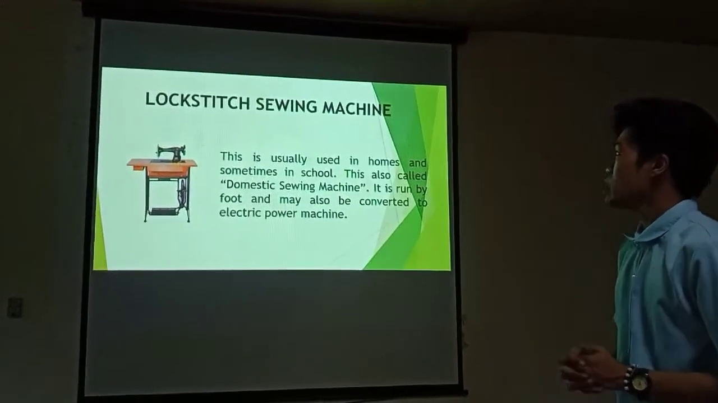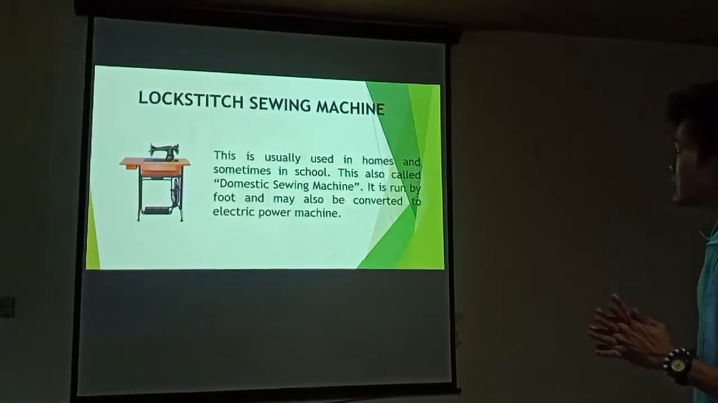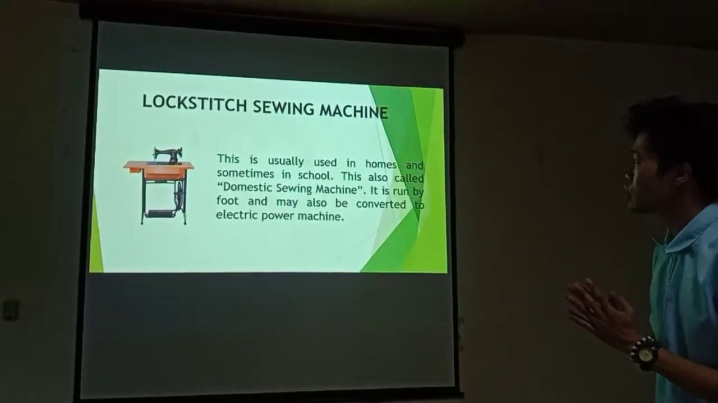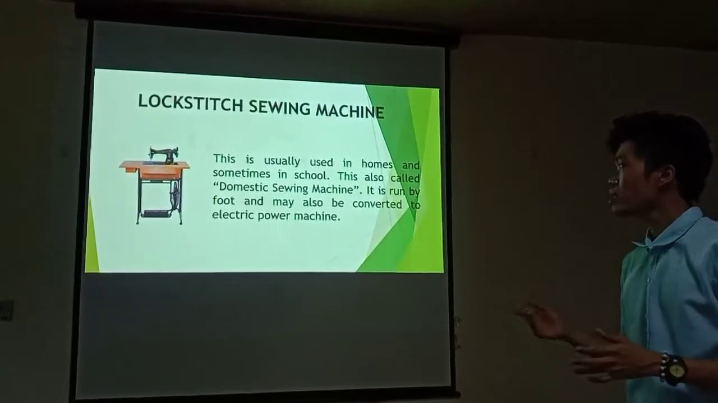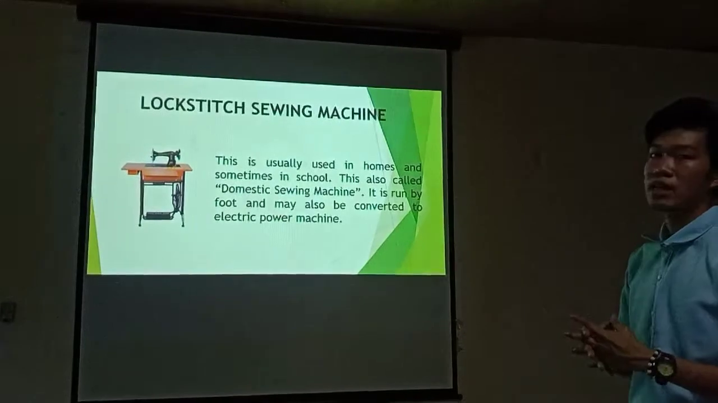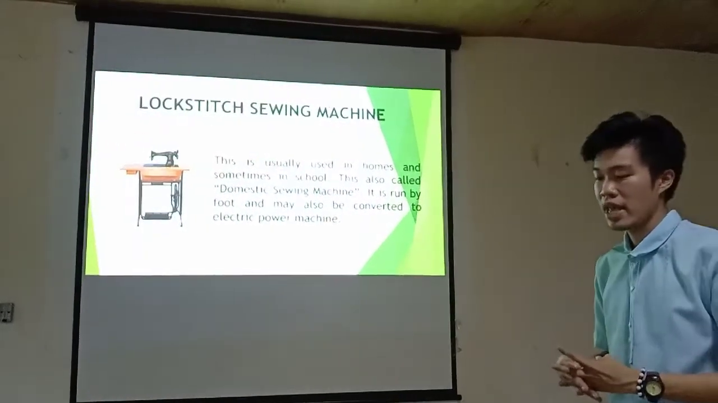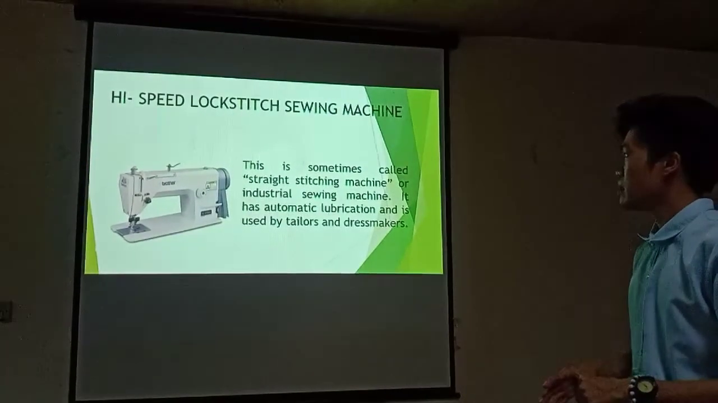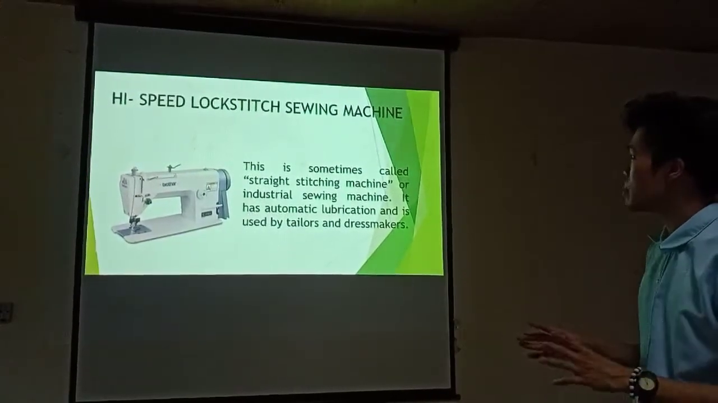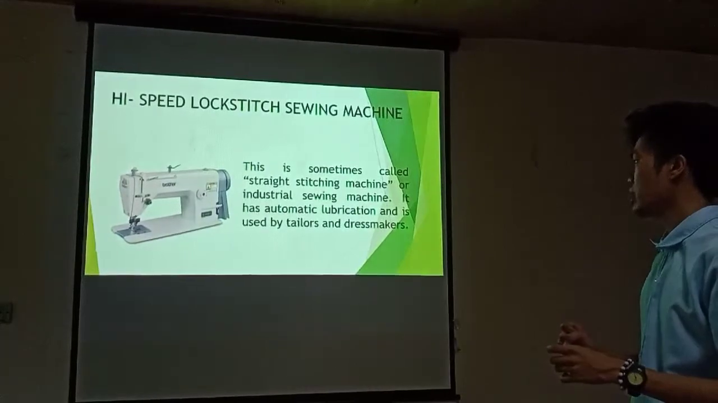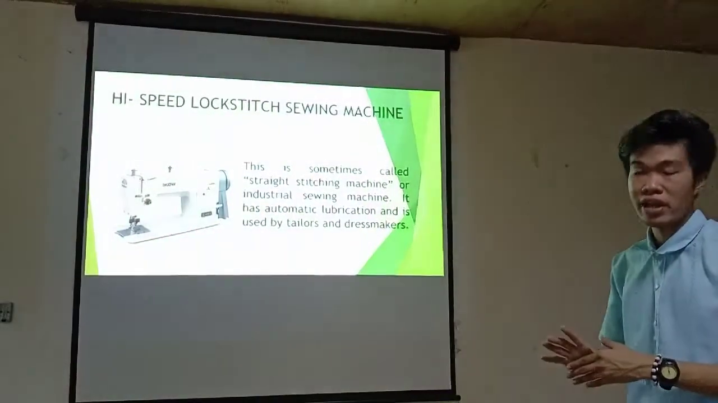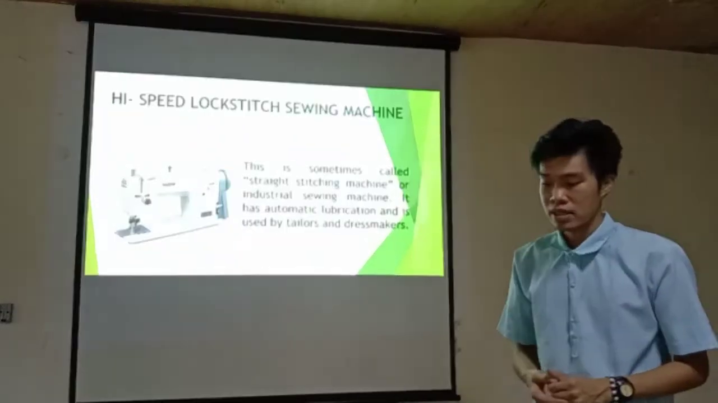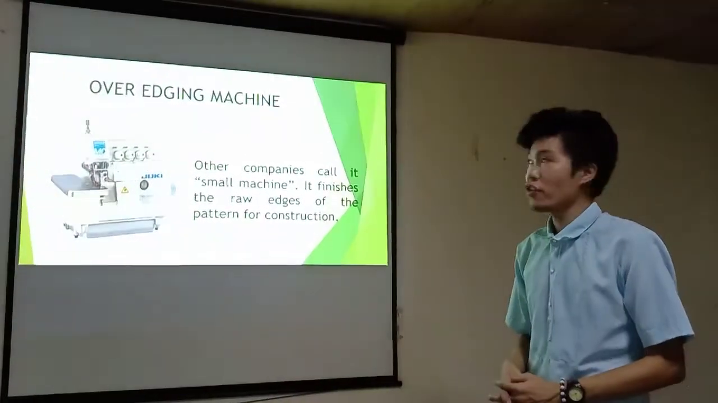First, we have the lock stitch sewing machine. This is usually used in homes and sometimes in school. This is also called a domestic sewing machine. It is run by foot and may also be converted to an electric power machine. So next, we have the high-speed lock stitch sewing machine. This is sometimes called a straight stitching machine or industrial sewing machine. It has automatic lubrication and is used by tailors and dressmakers. Okay, next we have the over-edging machine.